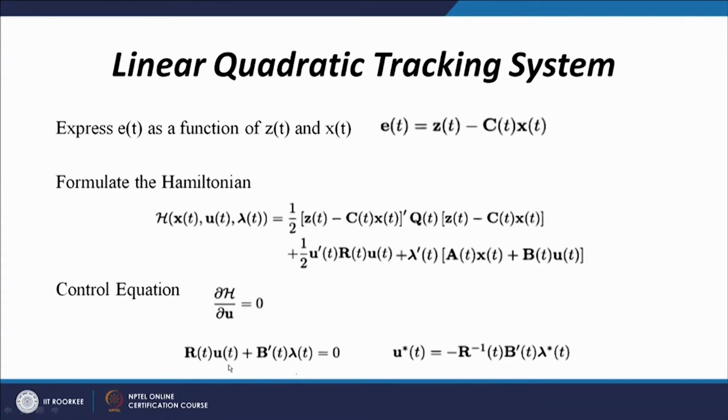My U is minus R inverse B prime lambda. So, I am writing this equation in terms of the U. So, this is R inverse B prime lambda t. The expression for the U is similar to what I have in the LQR problem. So, this is my control equation.